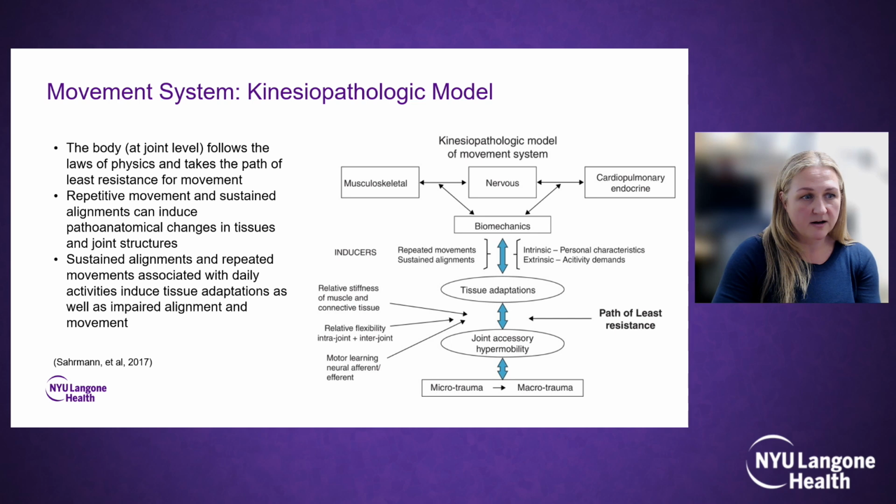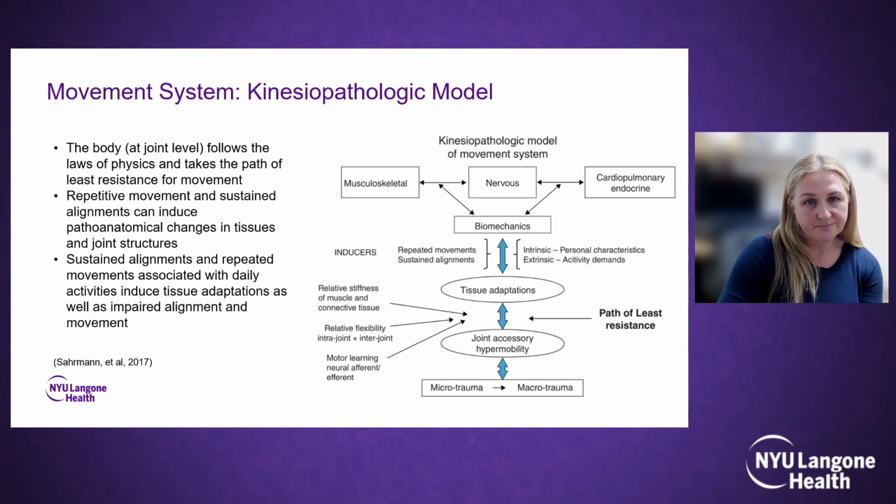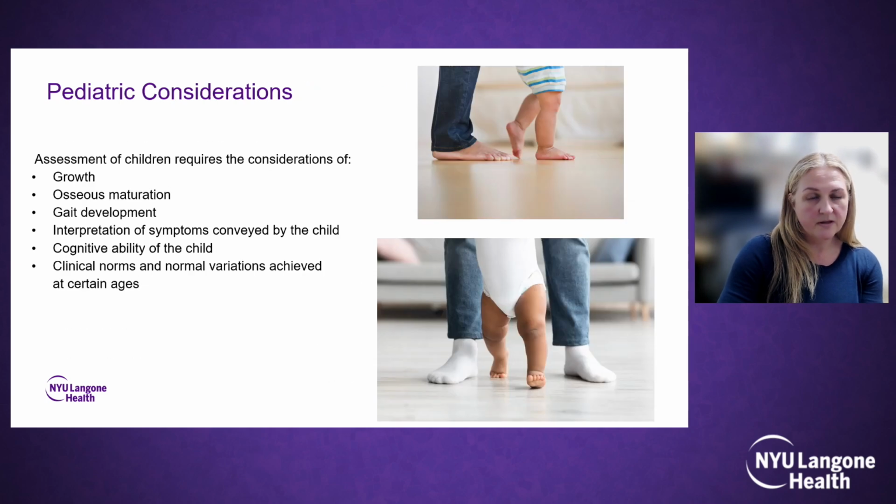PT treatment is based on correcting the impaired alignments and movements contributing to tissue irritation, as well as the tissue adaptations, including relative stiffness, muscle weakness, and neuromuscular activation patterns. Training to correct impaired alignments and movements instead of training isolated muscles will induce appropriate neural and musculoskeletal adaptations. Some pediatric considerations are listed here, and the most important, I think, are recognizing that this is a developing system, knowing norms for development, and recognizing that there are variations within these norms.